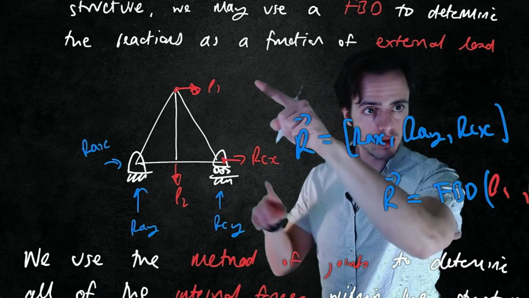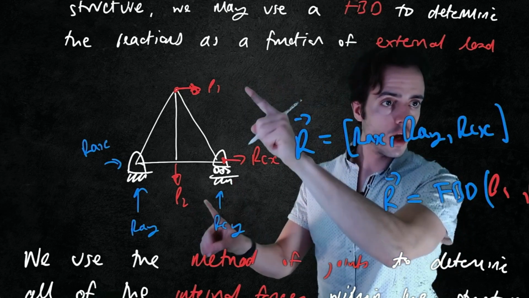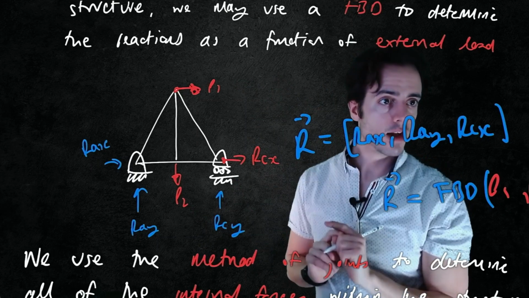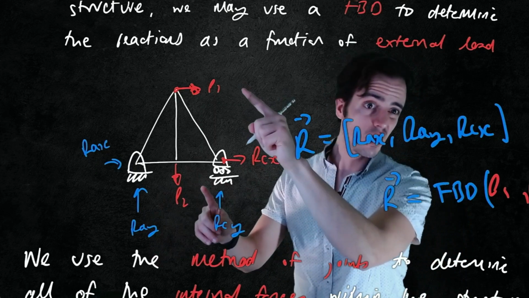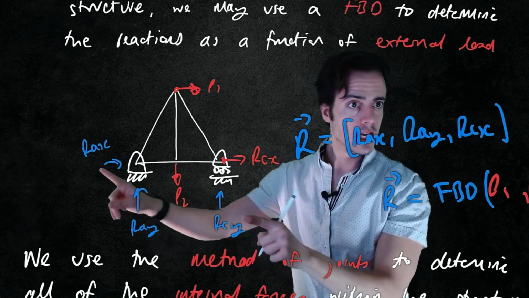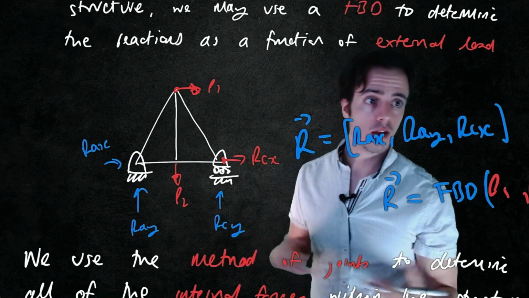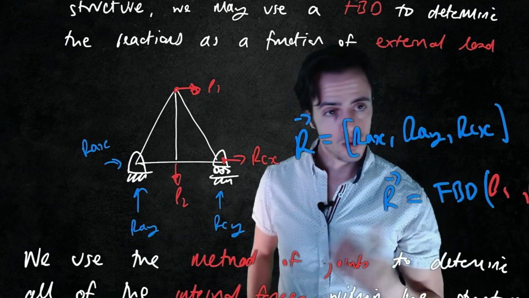But this one here is also a function of these two, so if the loading changes, the redundant reaction changes. Okay, and if the redundant reaction changes and the loading has changed, then we need to recalculate these. So we're going to need to do the free body diagram several times over whenever we do this sort of problem.